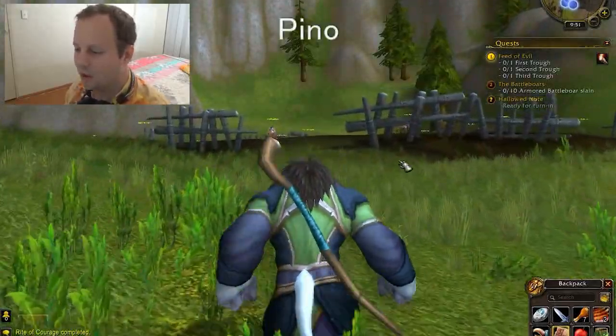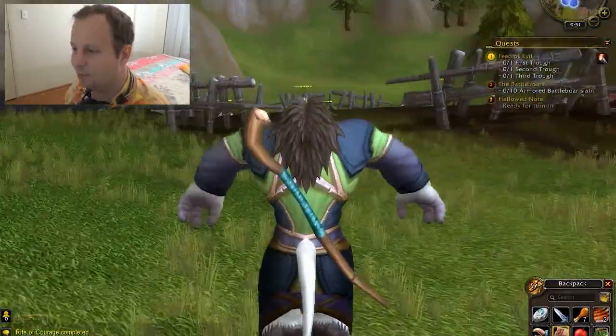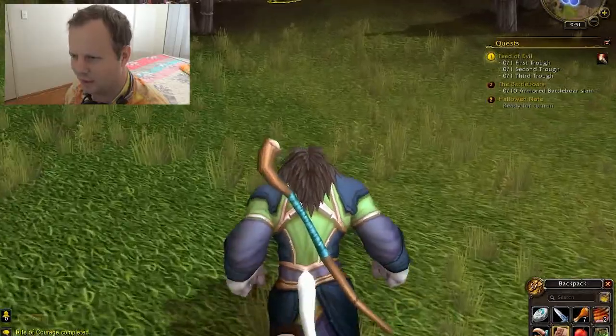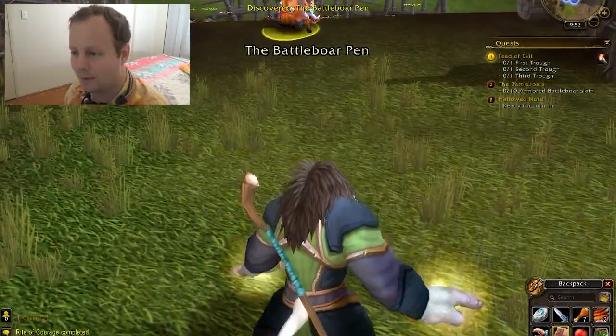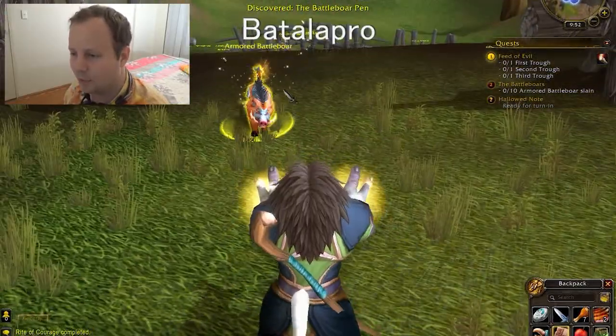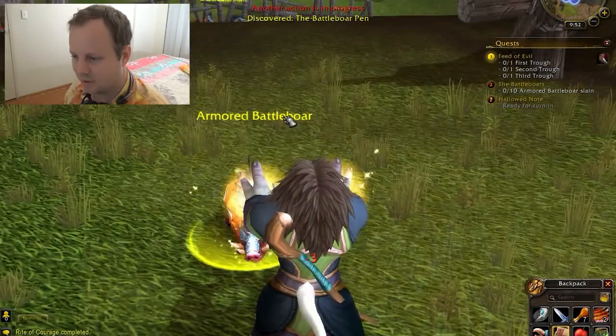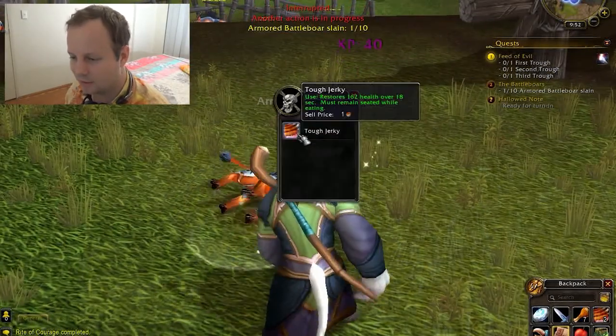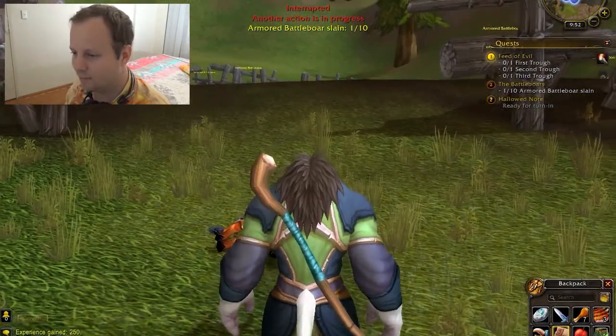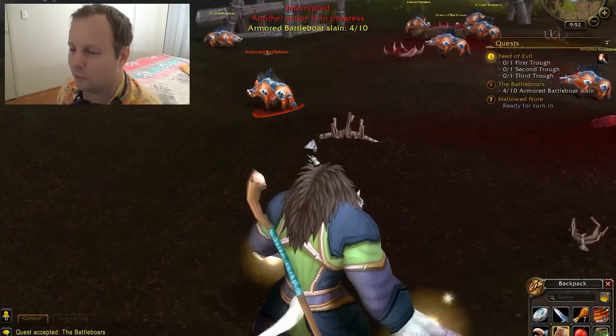It's just spelled P-I-N-O. Now, we're going to get some of these battle boars over here. Do you remember what the word was for battle boar? It was batal apro. Let's take some of these buggers out right now. Pick up his meat. Okay, sorry for the random cut there.